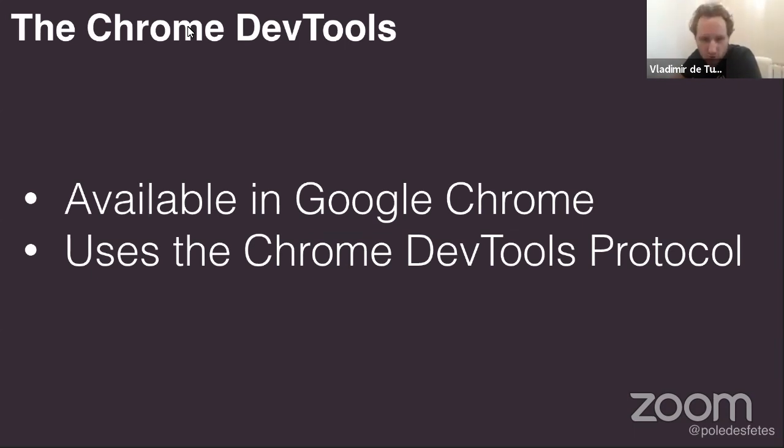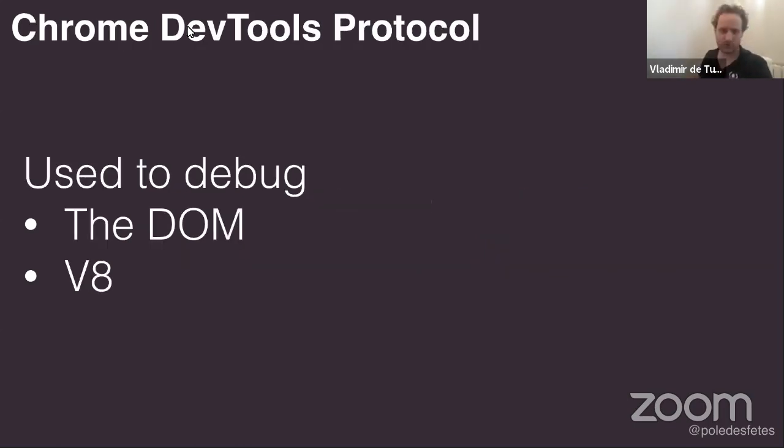That's probably when you need to know about the Chrome DevTools. They're available in Google Chrome, and they use a communication protocol named the Chrome DevTool protocol. This protocol is all documented online. It's pretty interesting, and it enables you to debug anything that happens in Google Chrome, meaning you can debug the DOM, the HTML page, or V8. Basically, when you open the developer tools with right-click and inspect on Chrome, that's what happens. It opens a client for the Chrome DevTool protocol.